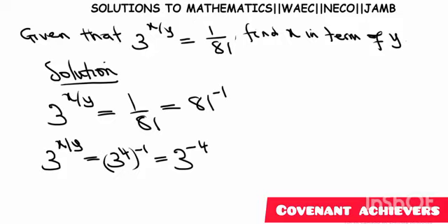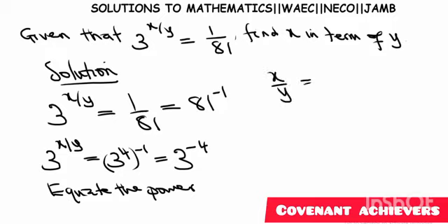So from here you can see that we can equate the power. And when you equate the power, what are you going to have? We have x over y equals minus 4. Now you are looking for x in terms of y. So from here you can cross multiply. When you cross multiply, 1 times x, that's x, equals y times minus 4, that's minus 4y. And that is how we have the question solved.